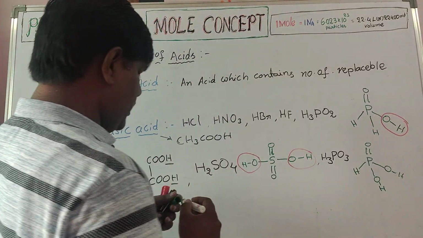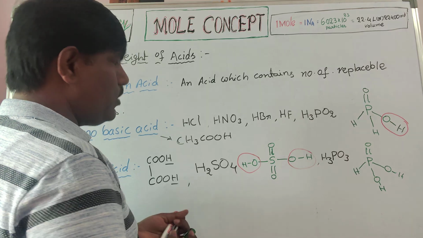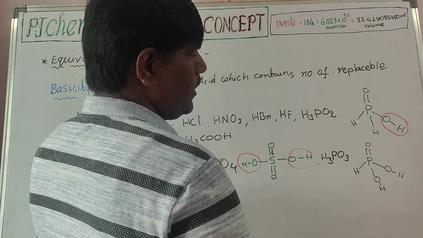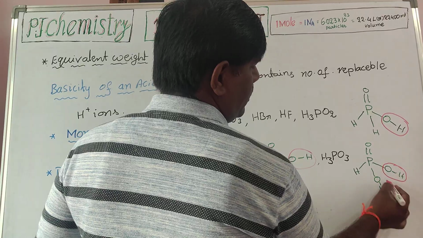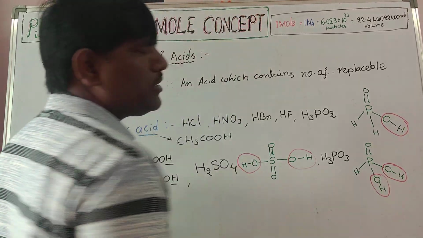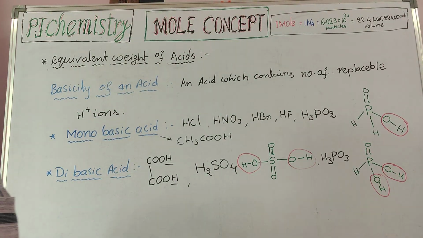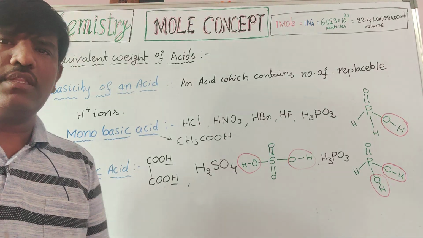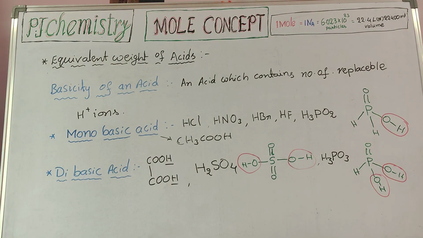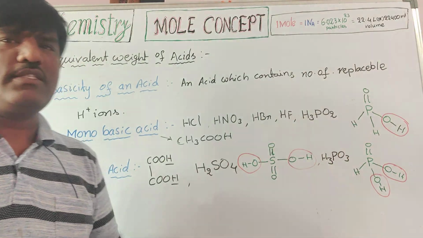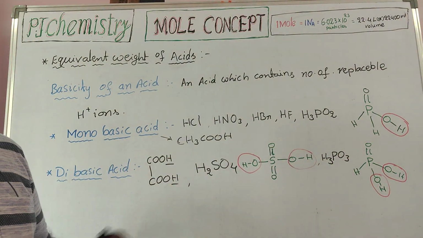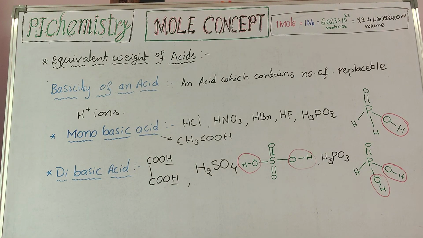So in total, how many replaceable hydrogen ions are there in this? 2 are there. Whichever hydrogens are along with oxygen, those hydrogens only we consider as replaceable hydrogen ions. The hydrogen directly connected to the phosphorus is very tightly held by phosphorus, so it will not be replaceable. So what is the basicity of this acid? 2. 2 replaceable hydrogen ions are there.